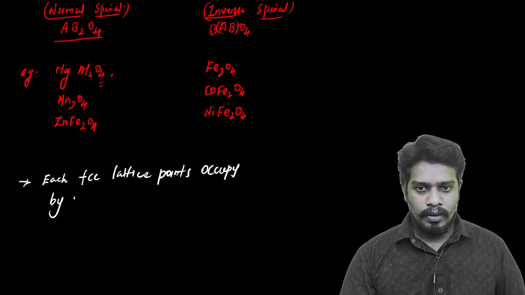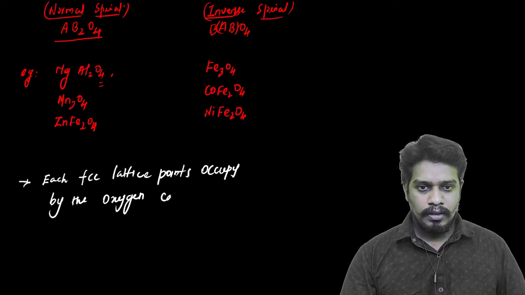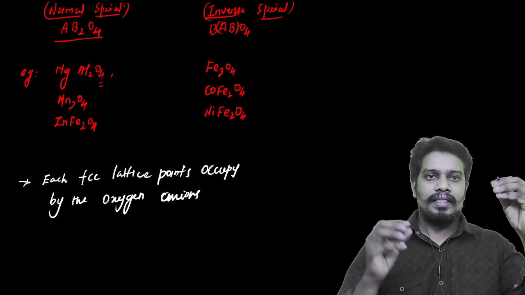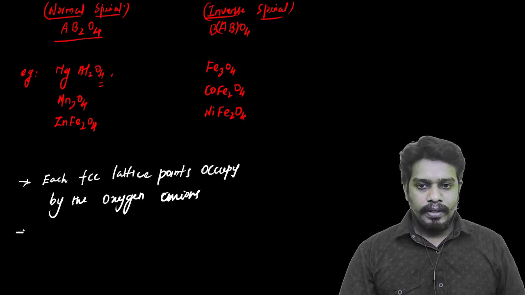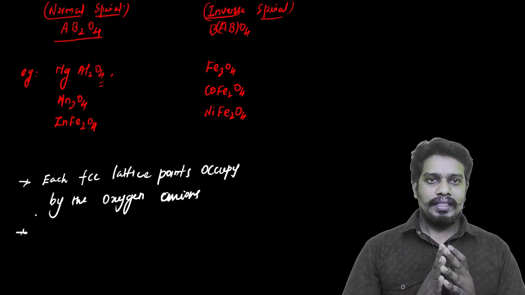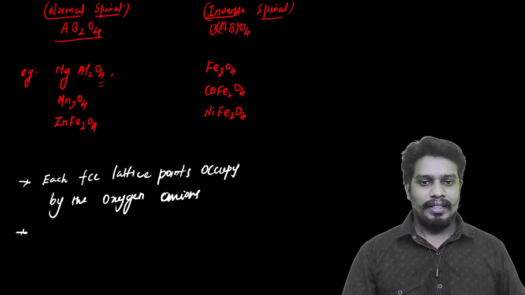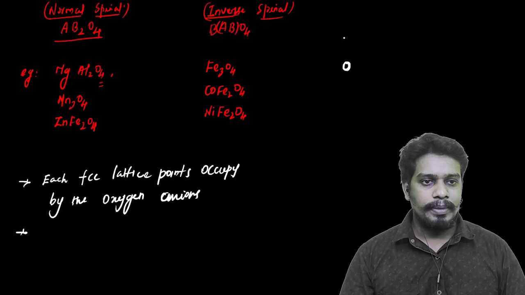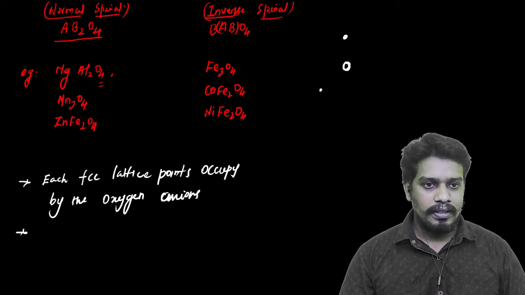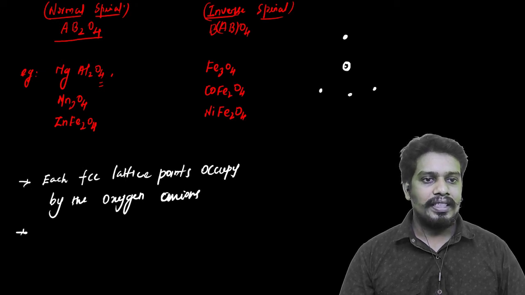are occupied by the oxygen anion. So that means if you look at the face center, each face center has oxygen anions. I have already told you the FCC structure has four tetrahedral, eight tetrahedral voids. Tetrahedral means, suppose there is an empty place, then there are four ions surrounding this empty space.